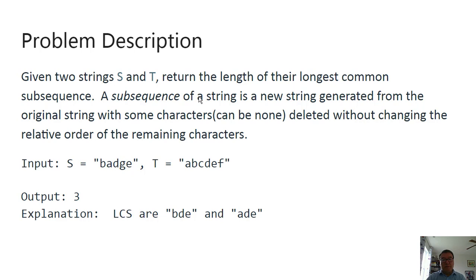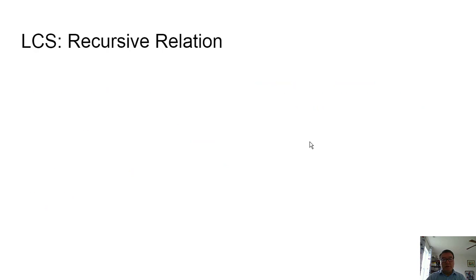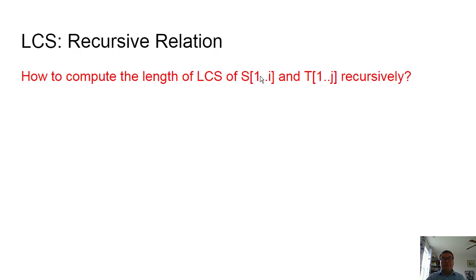Now, how do we compute this? The way I like to think about DP problems is, I assume that all the subproblems are solved. All I need to do is the last step. I can assume that for all prefixes of s and all prefixes of t, I already solved them. So now I need to figure out the longest common subsequence of s going to i and t going to j.